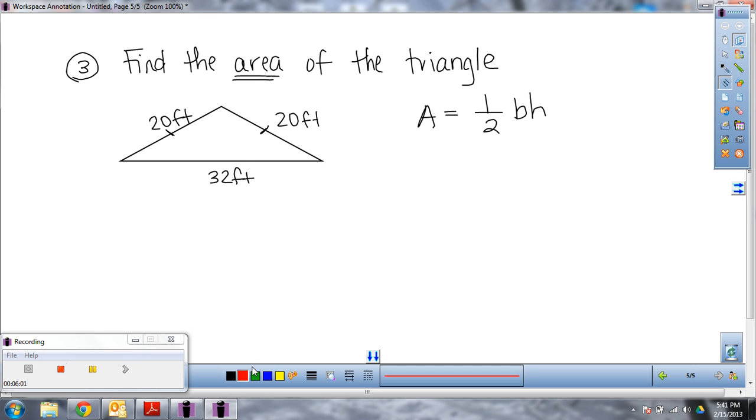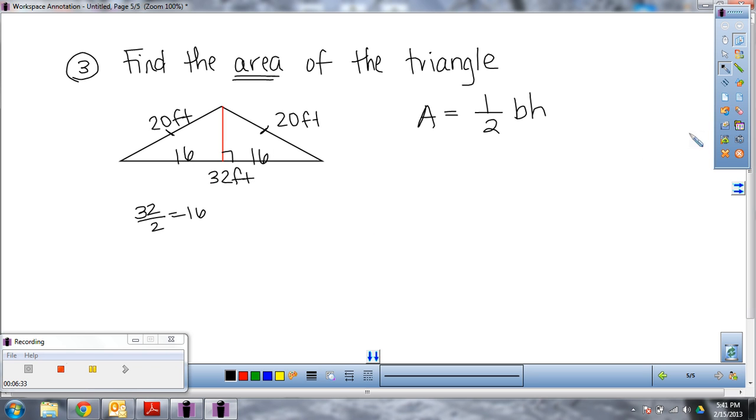What I can do to find the height is draw in an altitude, which is a line that goes from the vertex of the triangle down to the base of the triangle, and this creates a perpendicular. Because my triangle is isosceles, I know that this altitude, or this perpendicular line, is going to cut my base in half. So if I do 32 divided by 2, that's 16. Now I know that the 2 remaining halves are each going to be 16.